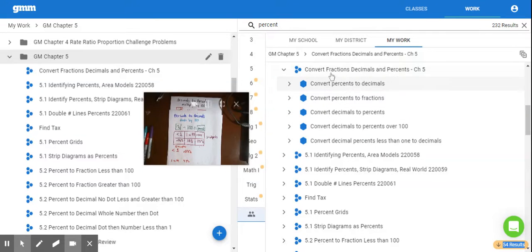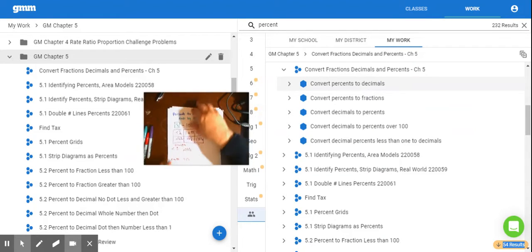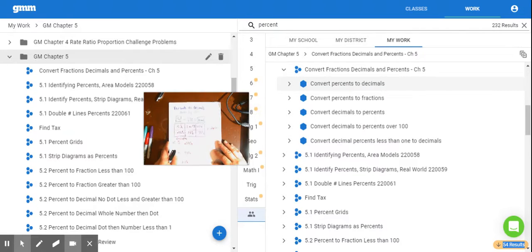Okay, the purpose of this video is to show you how to convert between fractions, decimals, and percents. I'm going to do it on this paper, percents to decimals, decimals to percents. And I'm going to start with this, and I'll show you, and I'll blow this up as I do it.